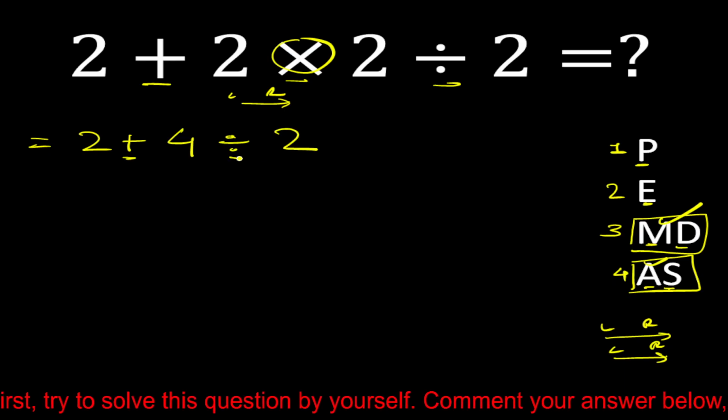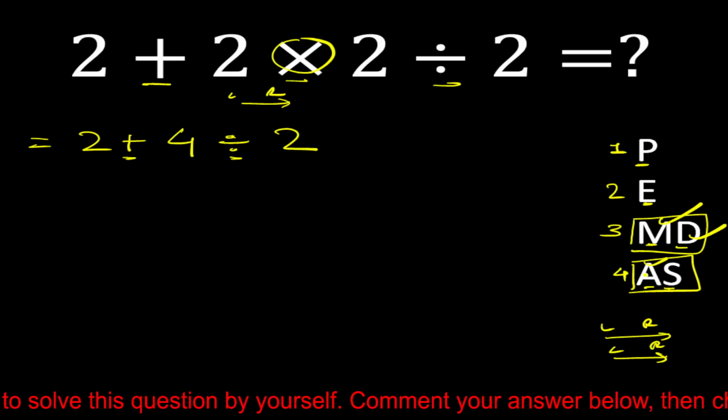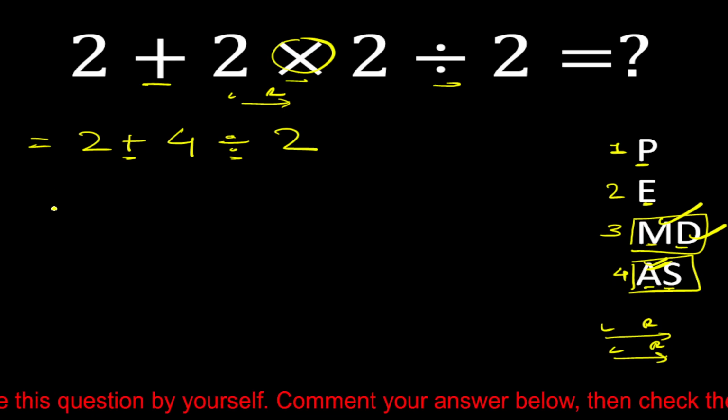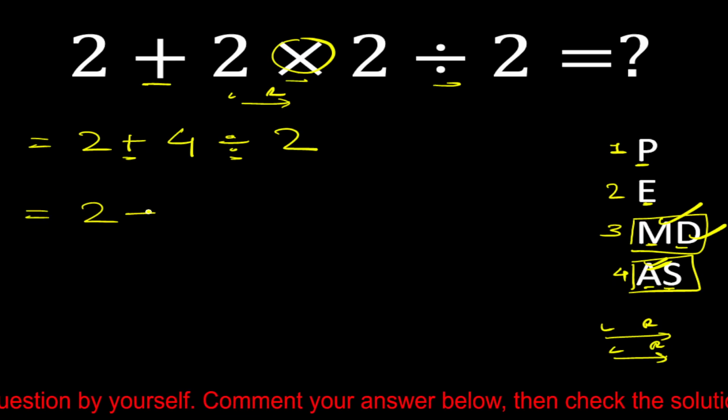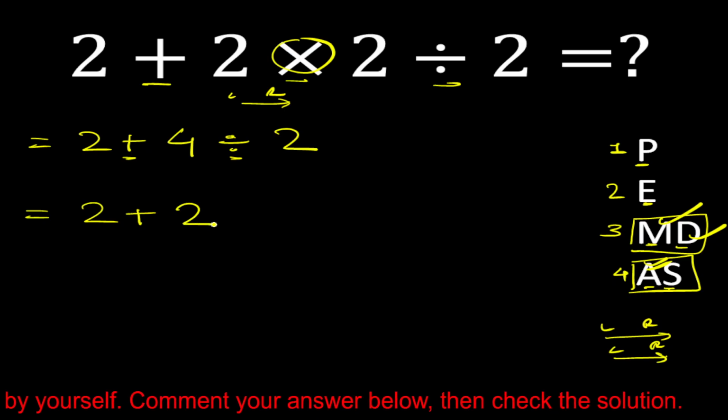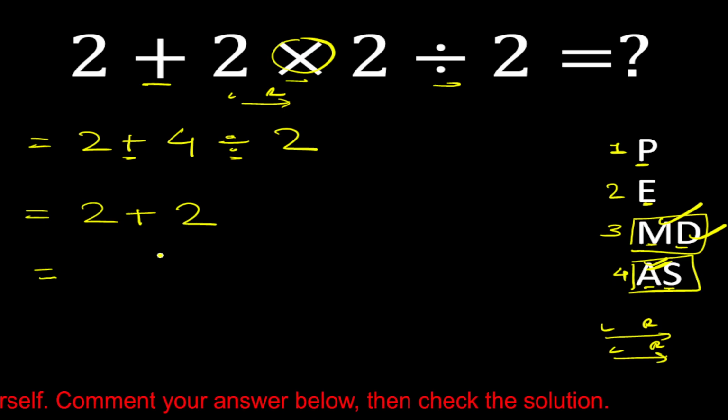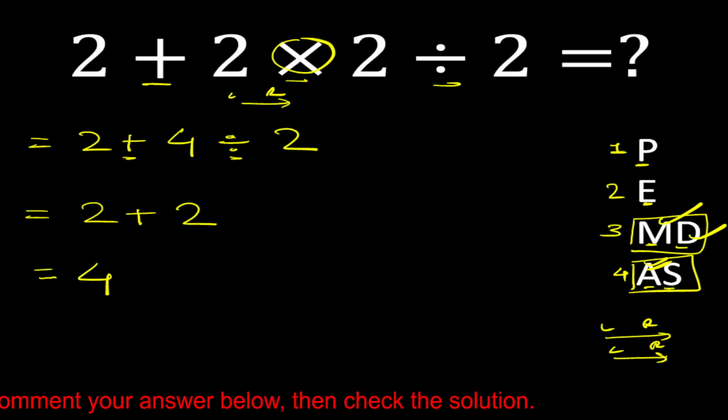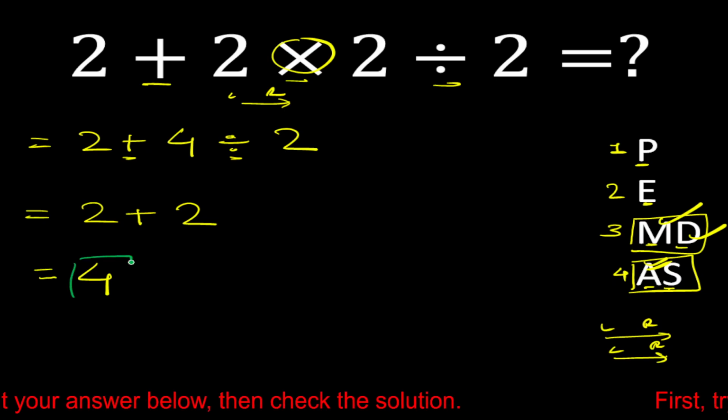Now one addition and one division. So first we have to solve division, then we have to solve addition. Is equal to 2 plus, now 4 divided by 2 is equal to 2. Now 2 plus 2 is equal to 4. So the correct answer is 4.